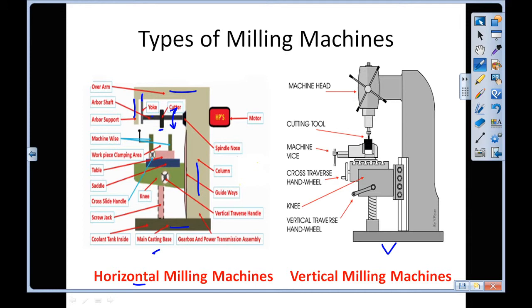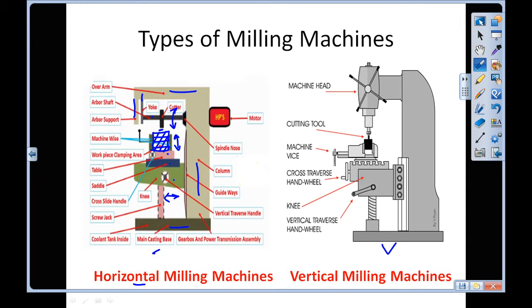Now as far as the workpiece is concerned, here is the knee, saddle, table, vise, and here is the workpiece. This is the workpiece. So the workpiece can be moved up and down in this direction also.